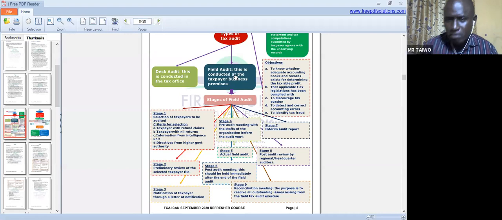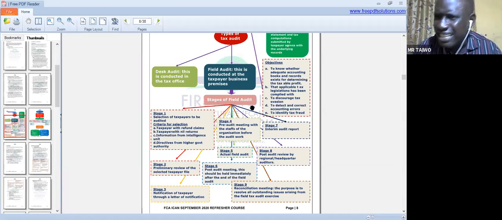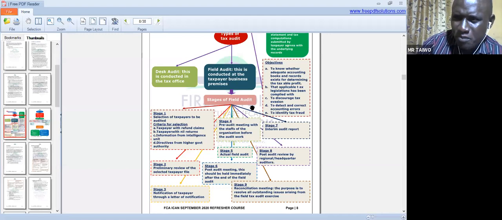Now, if they are carrying out a tax audit, there are about 9 to 10 stages in the field audit. Let's look at the stages. I was able to condense them here, and if you check your pack, you see them there. Let's look at the first stage.